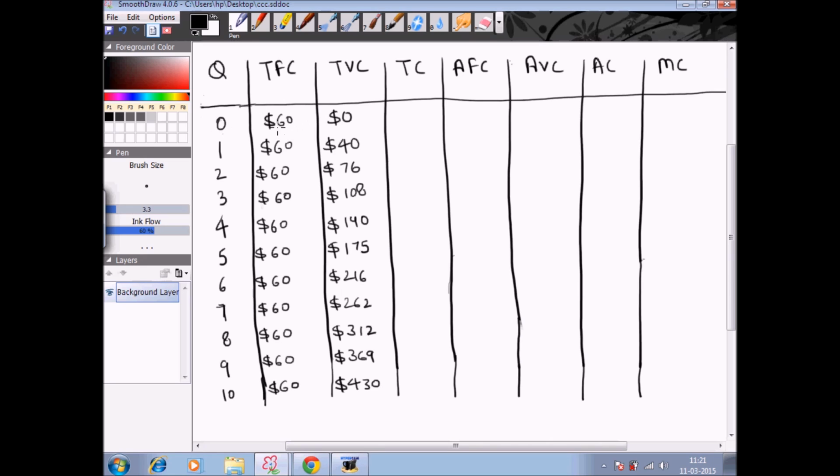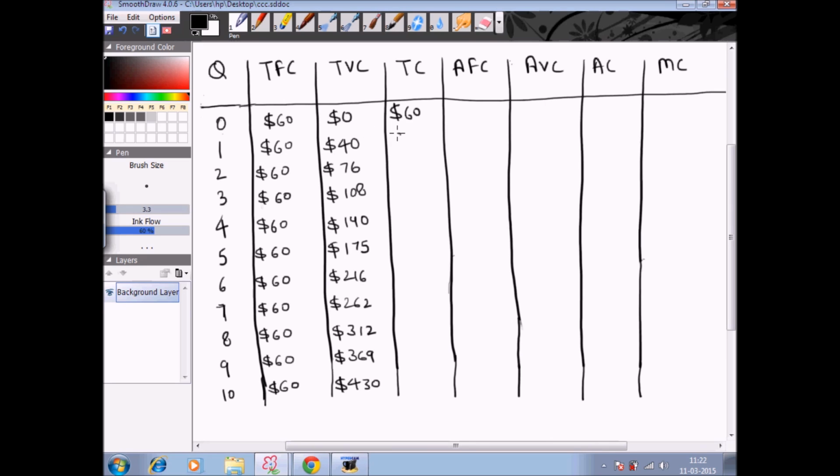So fixed cost is always the firm has to bear even if there is no production. That is why the firm has to bear this $60 fixed cost even when there were 0 units produced. Now we take out the total cost by adding the total fixed cost and total variable cost. For the first case it would be $60, that is $60 plus $0.